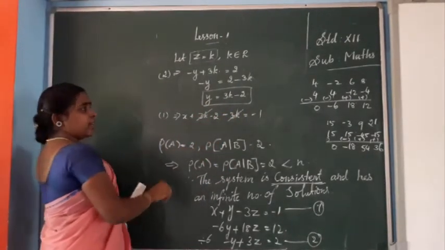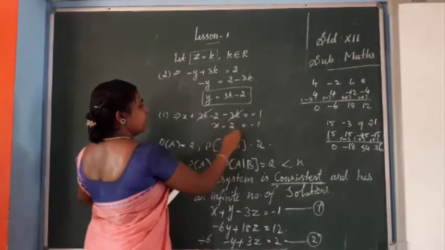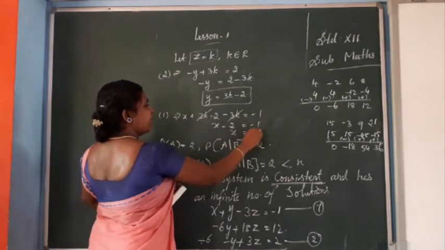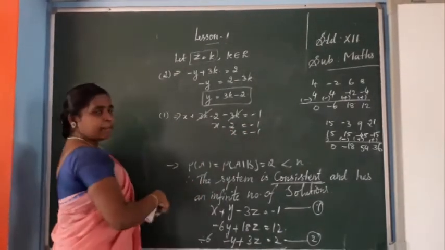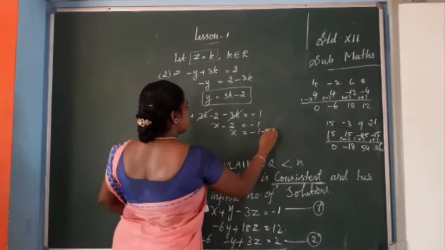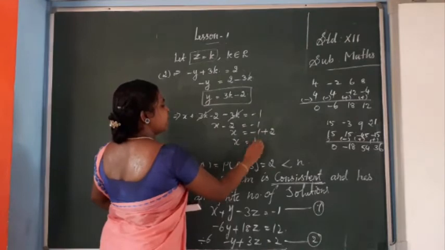3k cancels. Next, x minus 2 equal to minus 1. Then x equal to minus 1, minus 2 you take to the right hand side. Minus 2, if you are taking it to the right hand side, means plus 2. So plus 2. Okay, next x equal to 2 minus 1, which is 1.